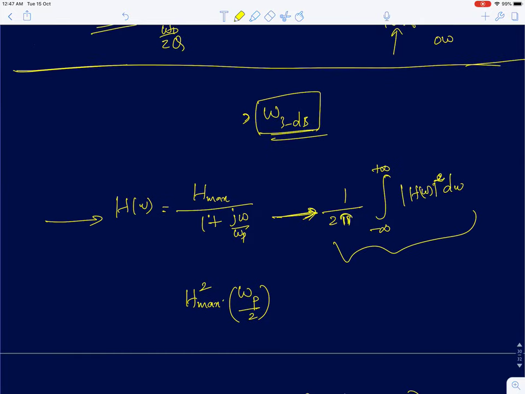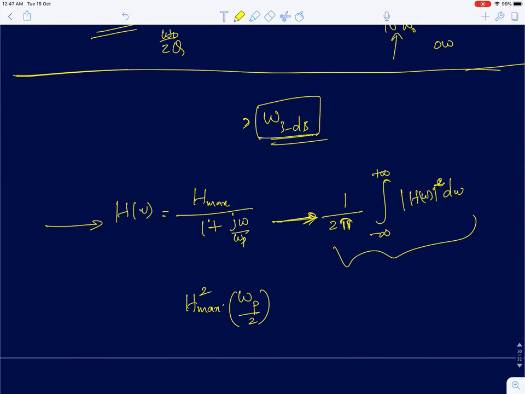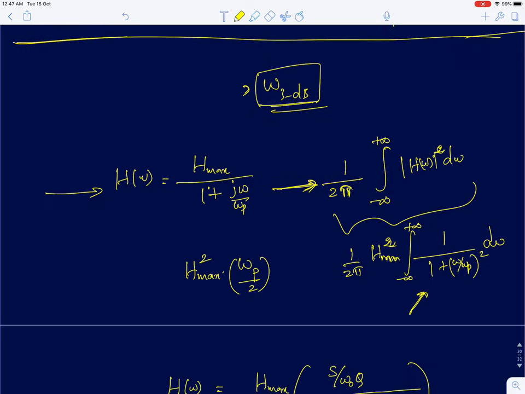For a low-pass filter, the transfer function magnitude square is simply going to be Hmax square into 1 by 1 plus omega by omega p the whole square, d omega, integral minus infinity to plus infinity. Again, this is going to be tan inverse of x, and you just have to make one substitution. You can very easily show that this result, into 1 by 2 pi, will simply reduce to h max square into omega p by 2.